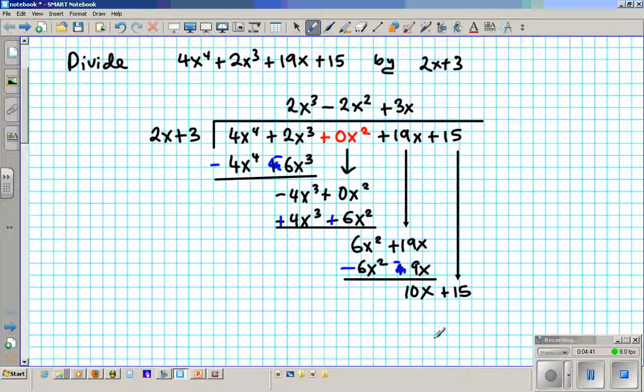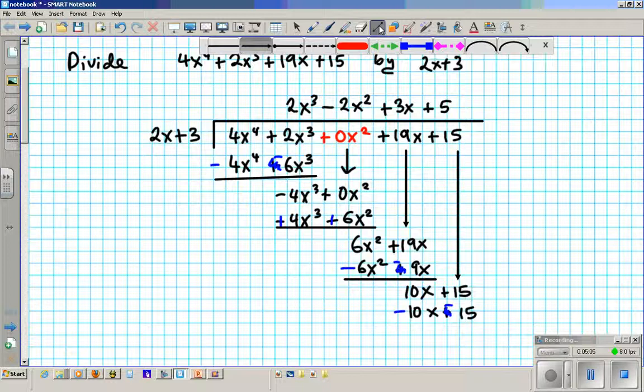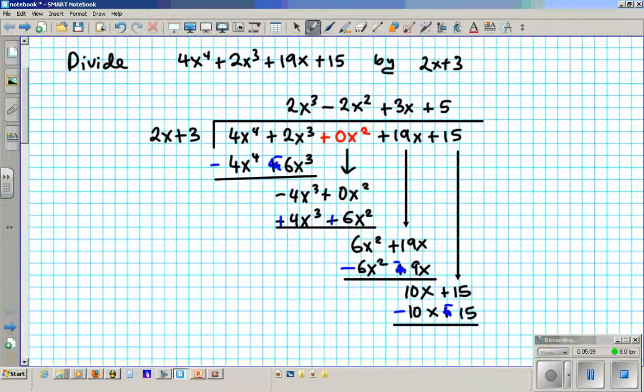Alright? Now, 2x times what gives you 10x? 2x times 5, right? So positive 5. And distribute the 5, you get 5 times 2x, which is 10x, and then 5 times 3, which is 15. Switch the signs, and add downwards, you get the remainder. Okay? When you add downwards, these are two opposites, so your remainder is 0.